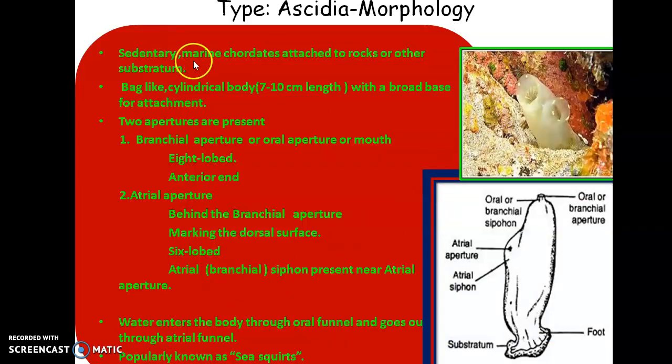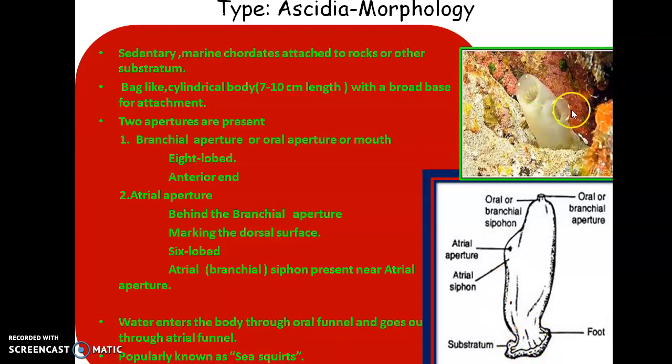Ascidia is a sedentary marine chordate. What is meant by sedentary? An organism which is always attached to a particular substratum is called a sedentary organism. So Ascidia is a sedentary organism and it is marine, always seen only in seawater, attached to rocks or any other object present in the seawater. Morphologically it has a bag-like appearance, cylindrical in shape, 7 to 10 cm in length, with a broad base for attaching to a suitable substratum.